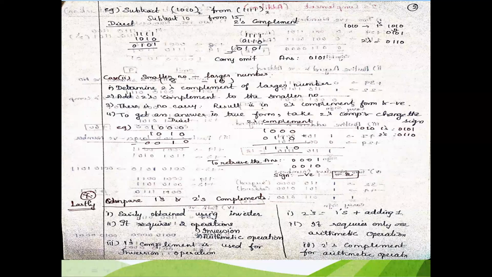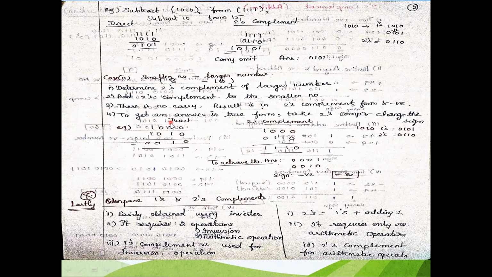When you omit the carry, the final resultant value is 0101. Similarly, for the case of smaller number minus larger number, I have considered the same example, 8 minus 10. Determine the 2's complement of the larger number and add it to the smaller number. If there is no carry, the result is in 2's complement form. To get the answer in true form, take the 2's complement and change the sign.